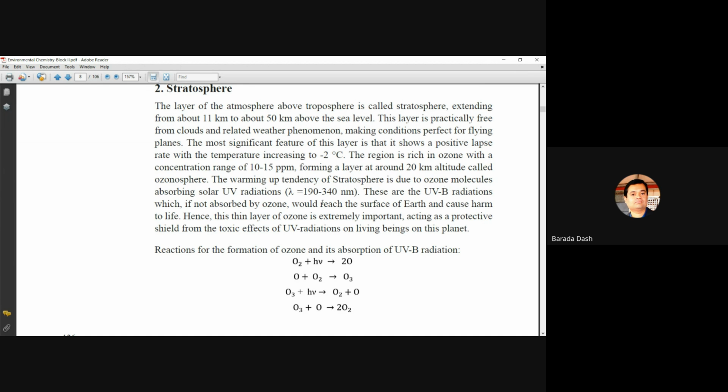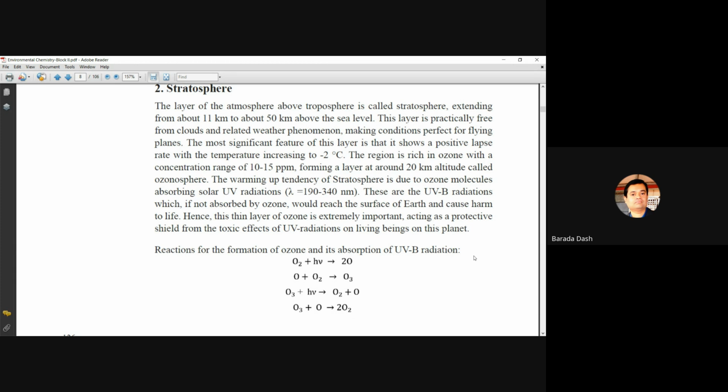So it is called the ozonosphere. In that ozonosphere, it has a very good effect on absorbing the high-energy UVB radiations, the ultraviolet radiation that is coming from the sun. Basically, the wavelengths of those UV radiations range from 190 to 340 nanometers. Those are called UVB radiations, which are very energetic radiations.